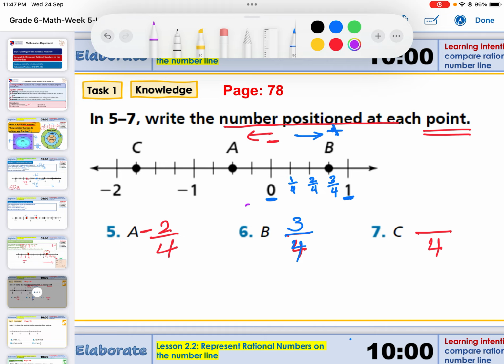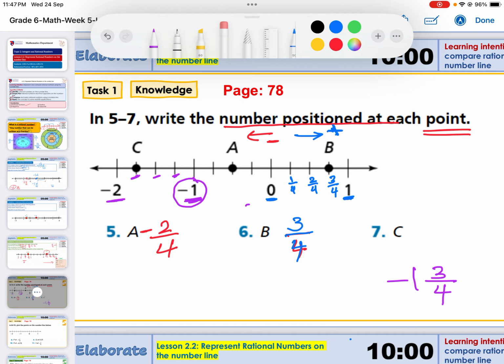Okay, point C, again, you're going to check C is located between which two whole numbers? -1 and -2. So obviously here, it's not a 0. You have a whole number. The whole number will be -1. So that will be -1, -1 and 1/4, -1 and 2/4, -1 and 3/4. Okay? Let me write it more clearly. It's -1 and 3/4. Okay? So be careful.